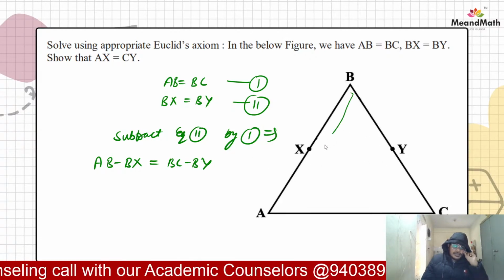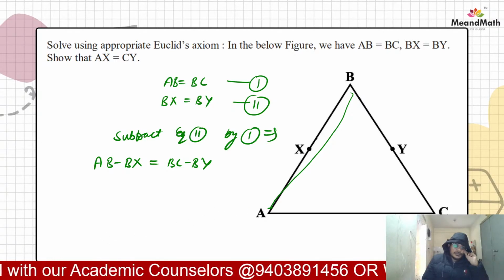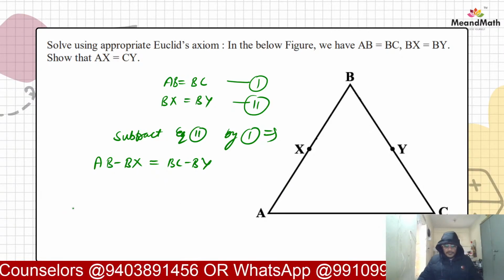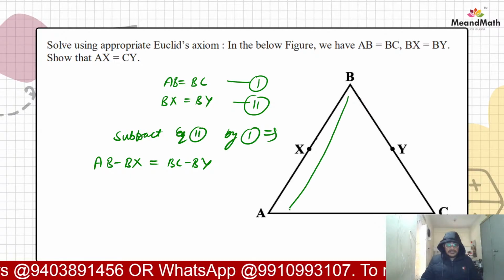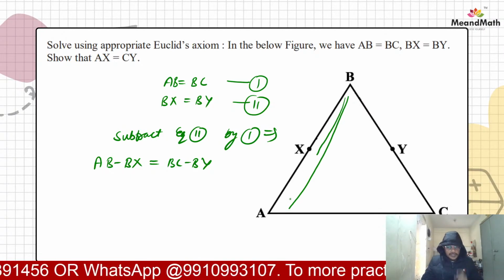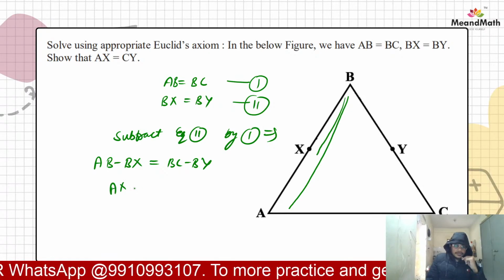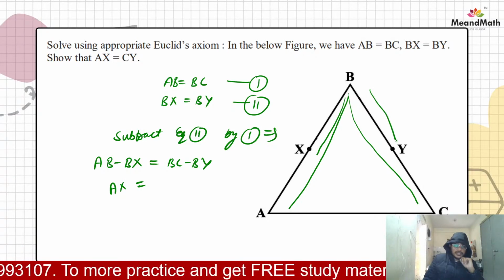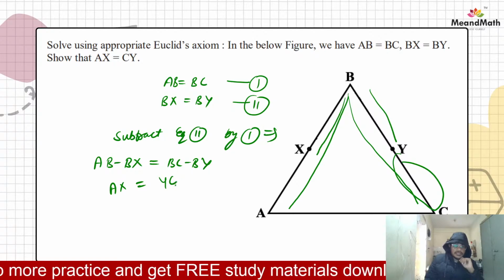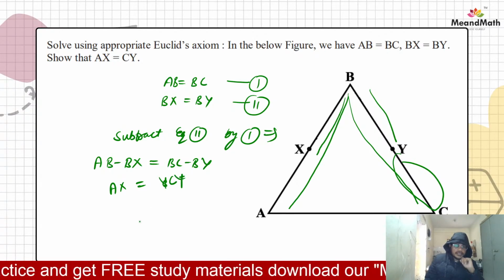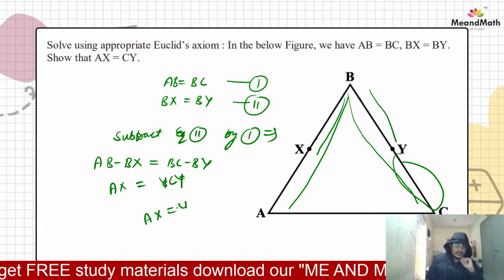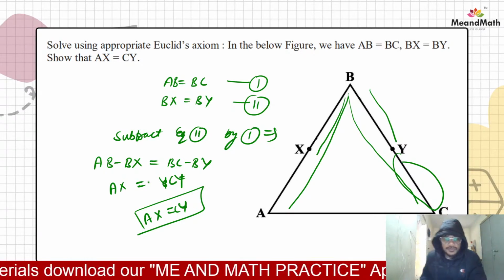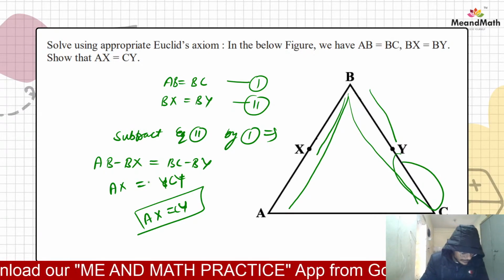AB minus BX, this one. So what is the remaining? AX should be the remaining. AX is equal to, now BC is this side and you have to subtract BY. So the remaining side is YC, or you can say CY. That means AX is equal to CY. If anyone has any doubt, he or she can ask me. Otherwise, I will move ahead with the next question.